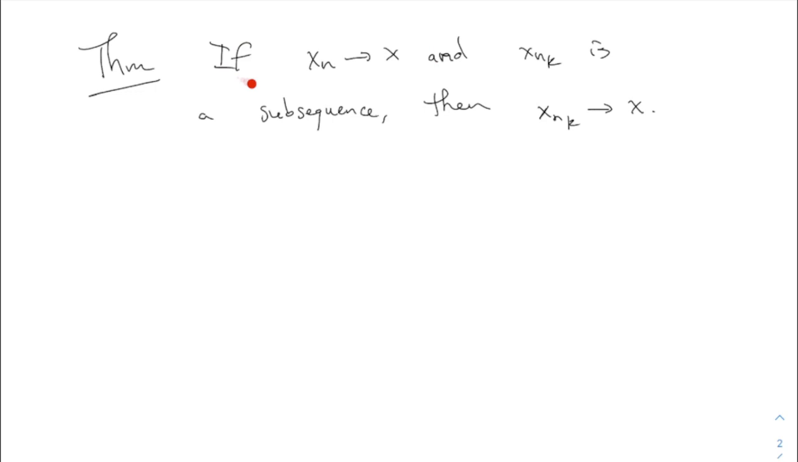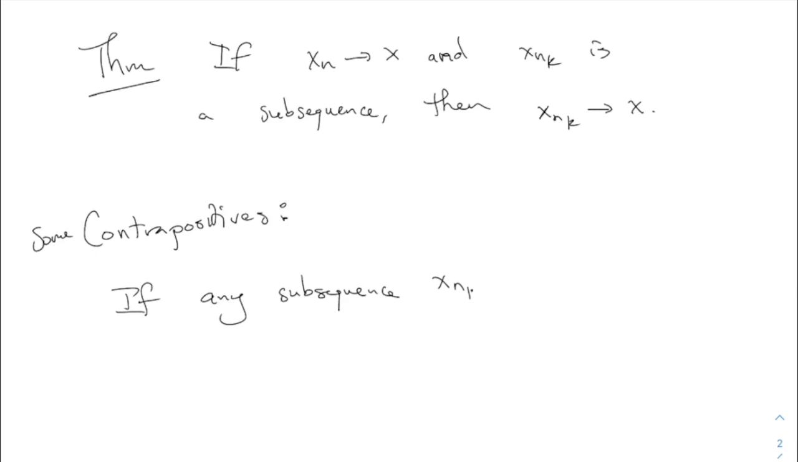Now that precisely is not what I'm going to write here, but there are actually two versions of some contrapositives that are useful in this case. First of all, if any subsequence x_{n_k} diverges, then x_n also diverges, right? Because if x_n converges, that means all the subsequences also converge. So if one of the subsequences diverges, the original sequence automatically diverges.